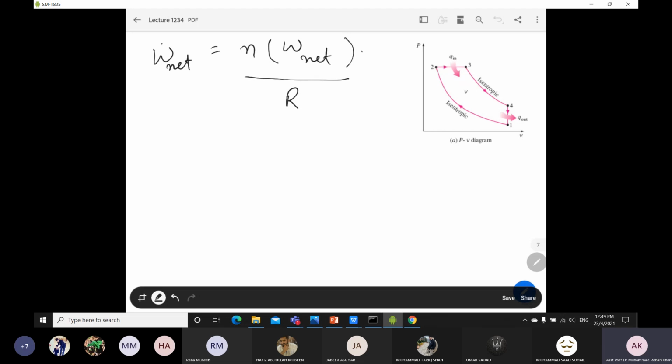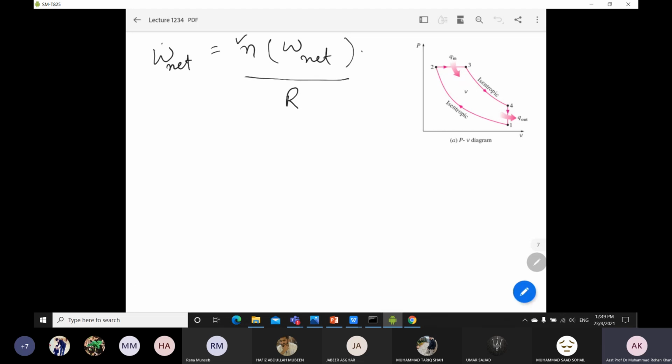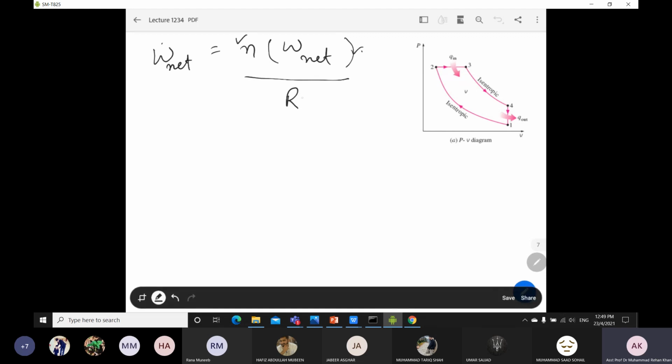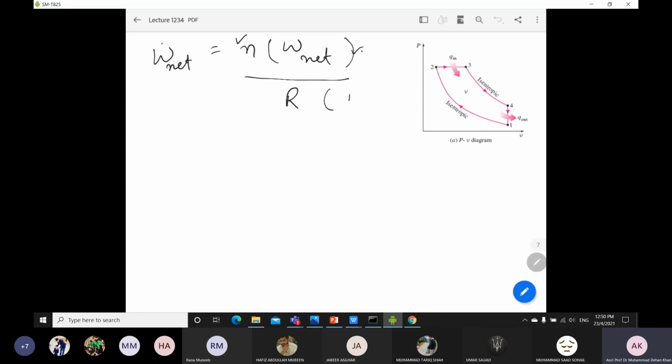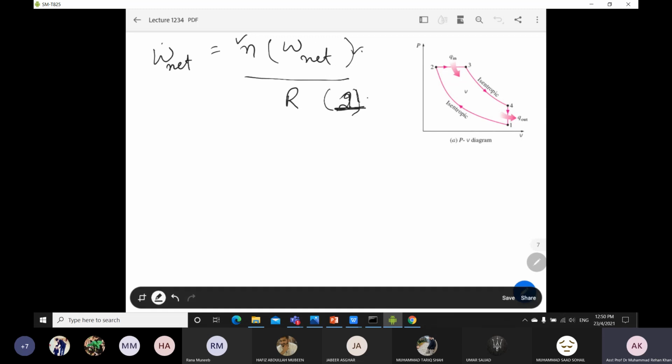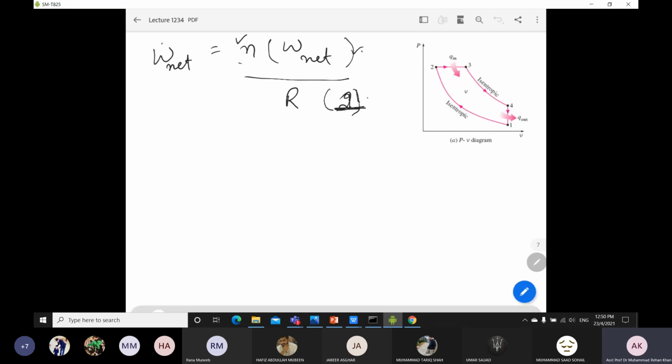Okay, so you have to convert rpm into revolutions per second, and you will get the value of n. W net you can find from q in minus q out, and R is the revolutions per second, how many revolutions there will be if there are two strokes. So I already mentioned, if it is a two stroke it is a 1, if it is a four stroke it is a 2. Okay, so here it is 1, so it means that your equation to find out the power turns out to be only n into W net.